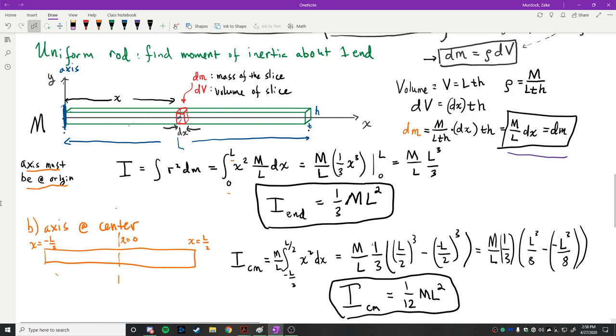So just by changing the limits, that's all we did. The limits here were from negative L over 2 to L over 2. The limits here from 0 to L. Get different answers. That's it. That's moment of inertia.